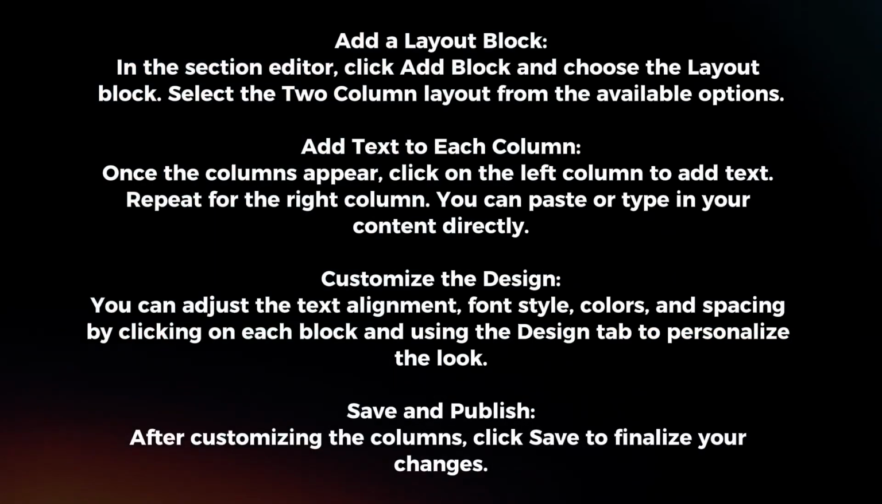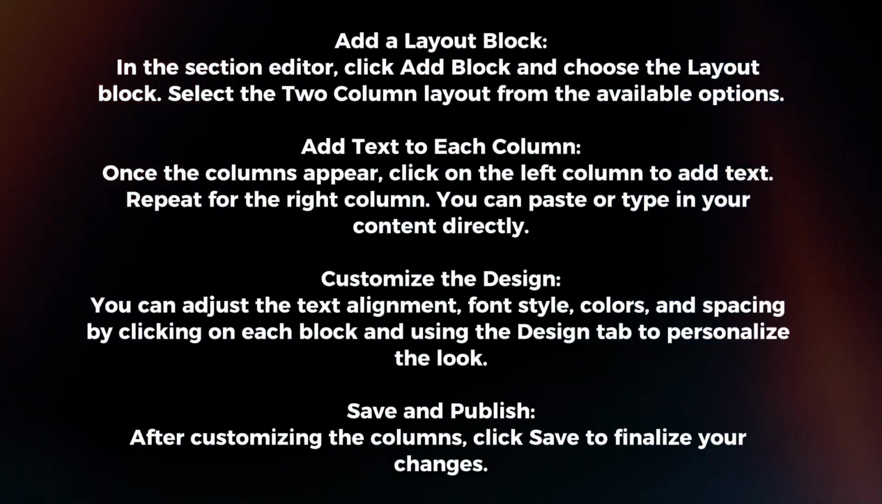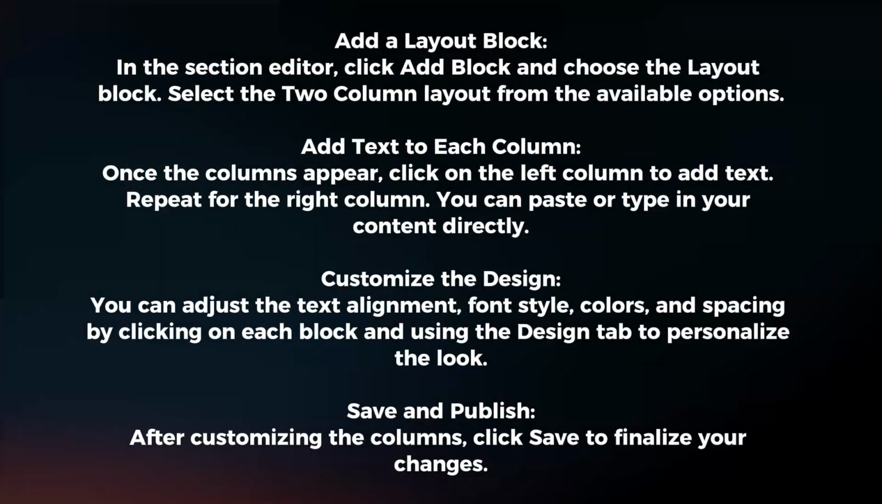Add the layout block. In the section editor, click Add Block and choose the layout block. Select the 2-column layout from the available options.